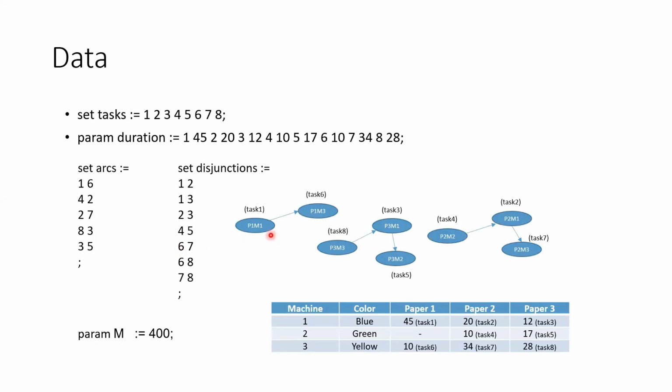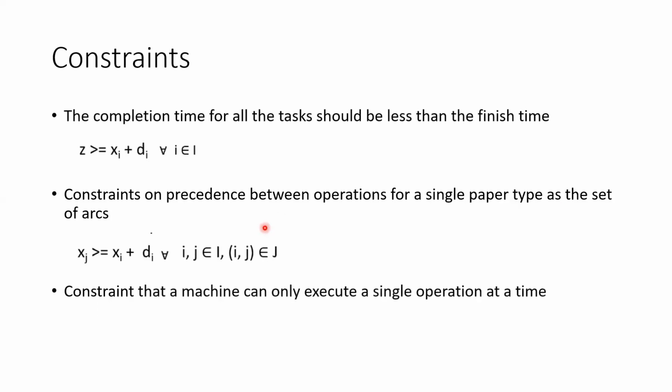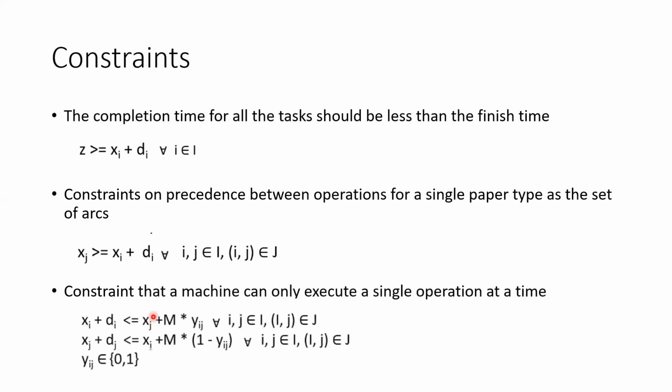So what we mean by that is that the start time of, as an example, task 6 should be greater than the start time of task 1 plus the duration which task 1 takes. The third constraint is that a machine can only execute a single operation at a time, and we have already seen this equation for disjunction. The objective is to minimize the total cycle time, which is Z.